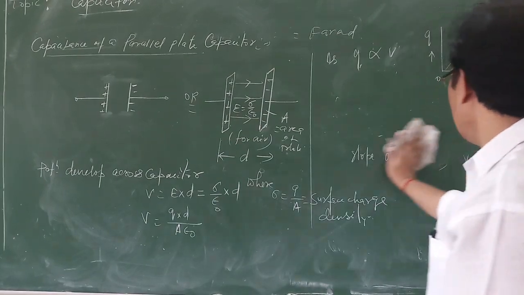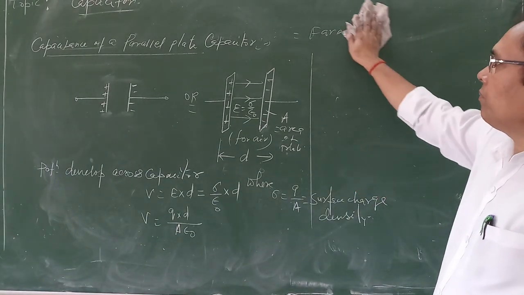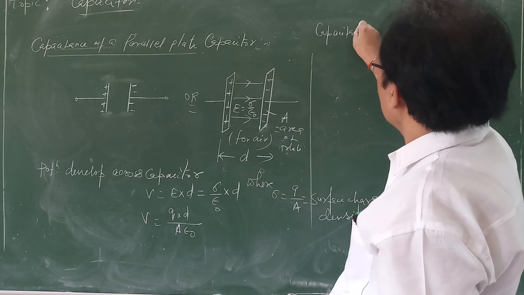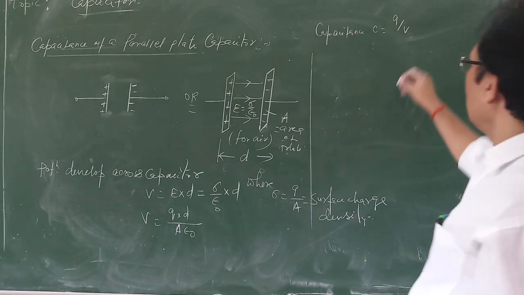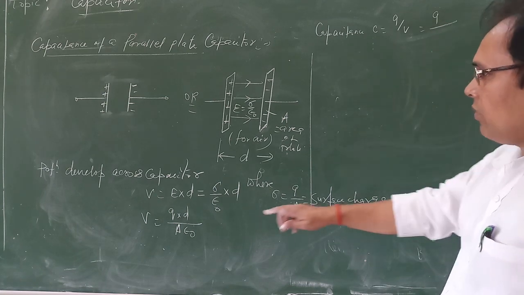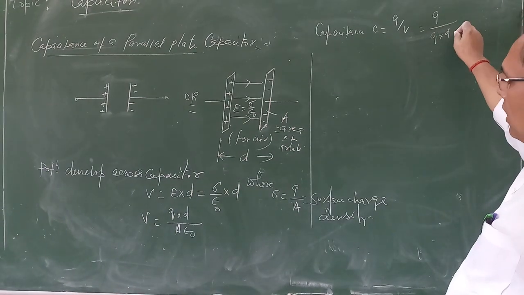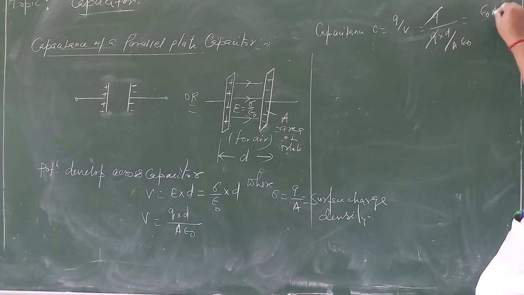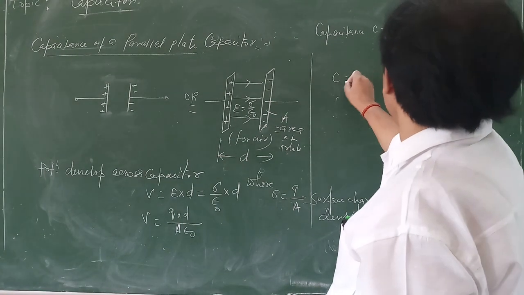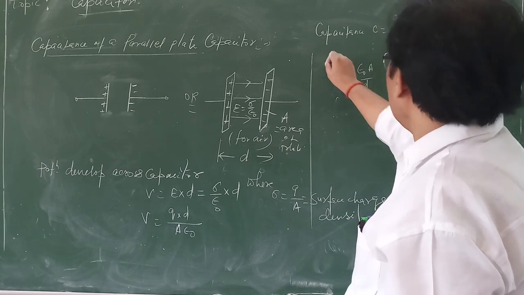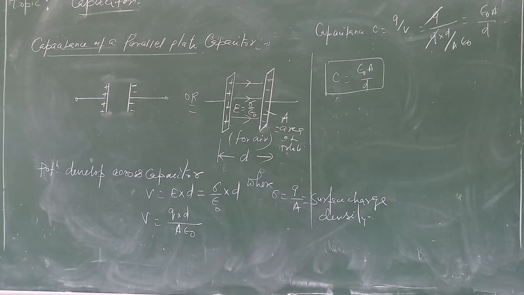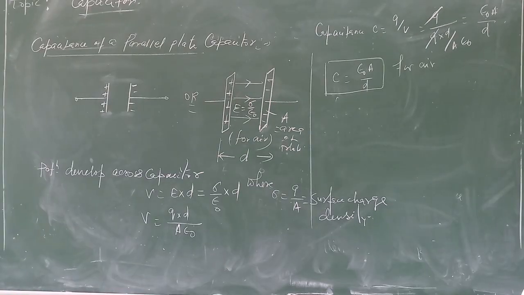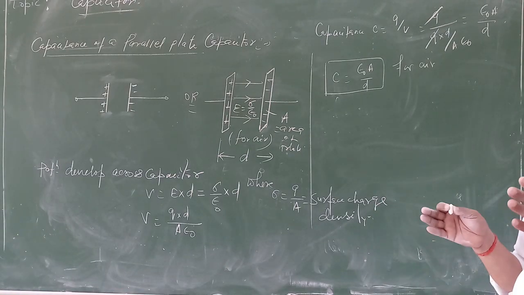Now the capacitance of the capacitor can be obtained by using the formula C equals Q by V. Putting the value of V, Q into D upon A epsilon naught, the Q cancels. You get epsilon naught A by D. So the capacitance C equals epsilon naught A by D. This is the capacitance of a parallel plate capacitor for an air medium between the two plates.